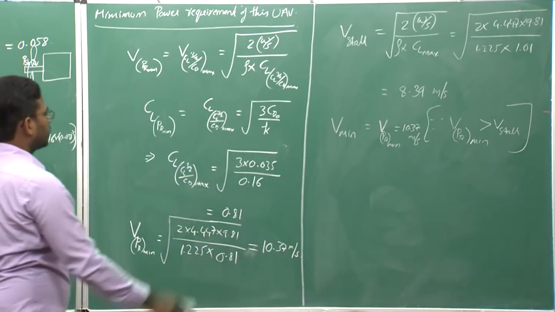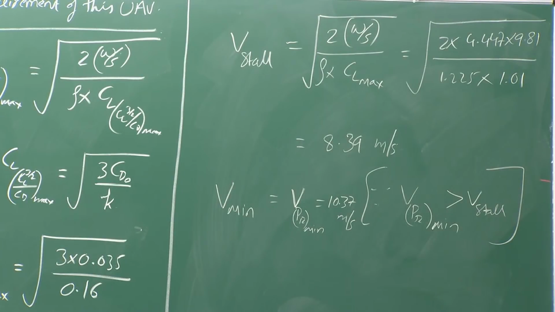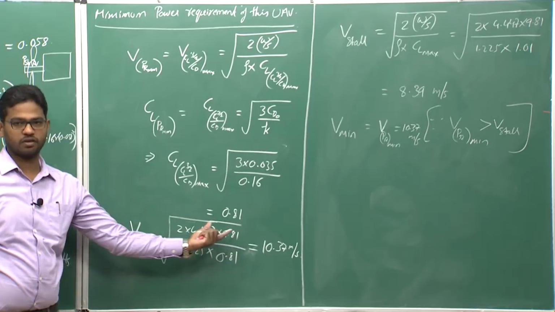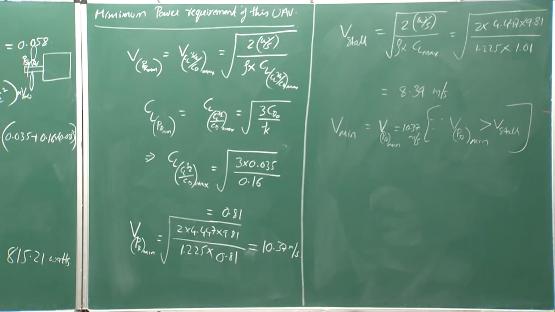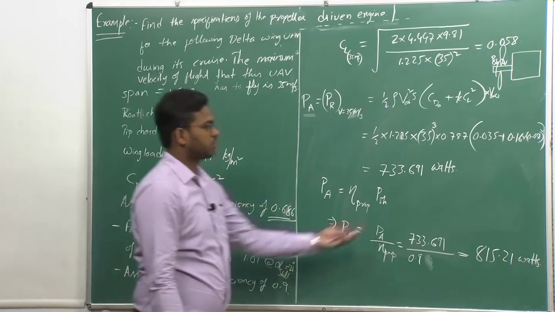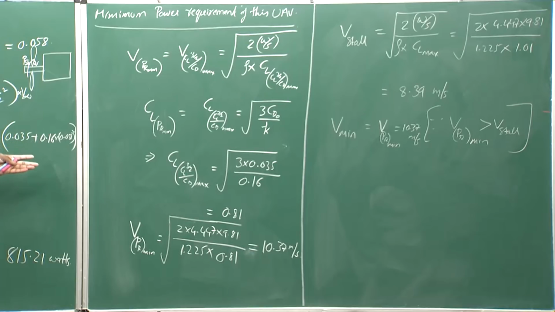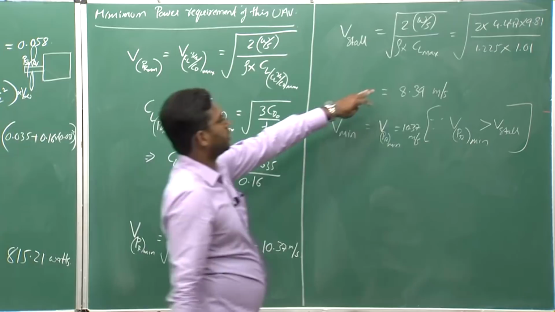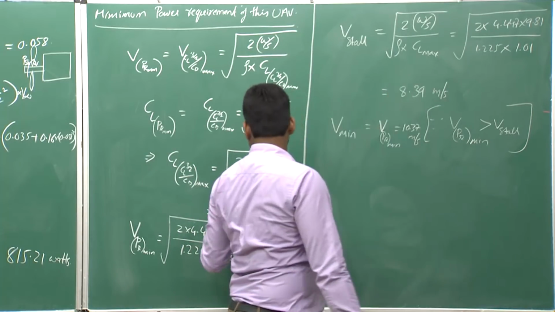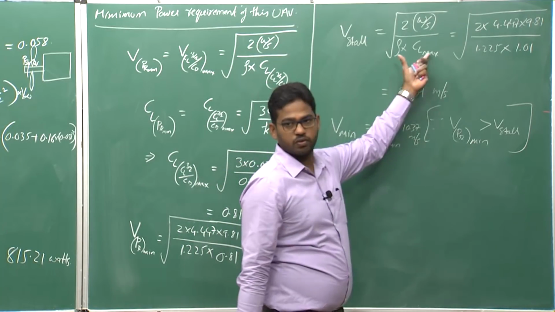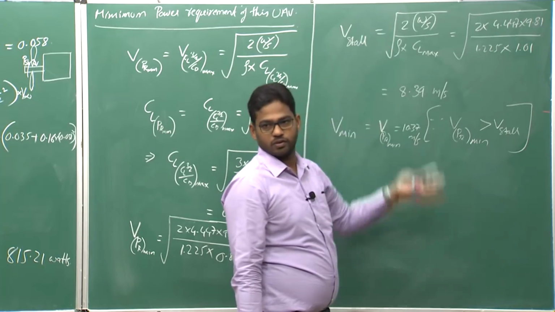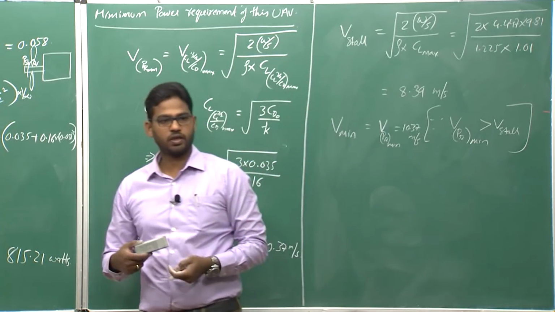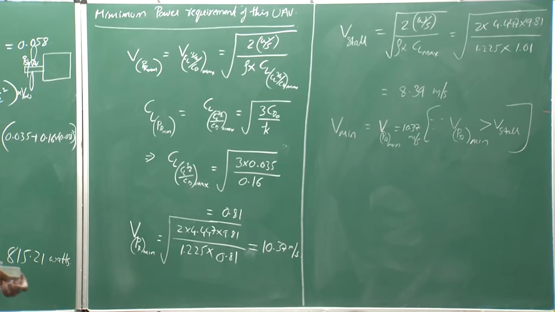So, we can straightforwardly say that, because the CL for this condition is 0.81, but CL max is 1.01. That means CL for minimum power requirement is less than CL max. That means in the denominator this quantity is lesser than the other quantity, which means the velocity will be higher. So, we can straight away say that we can fly at minimum power requirement.